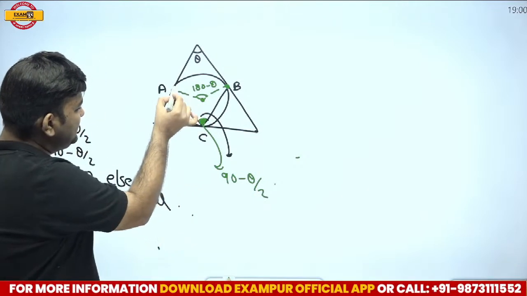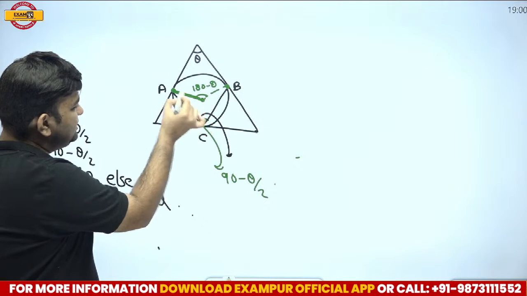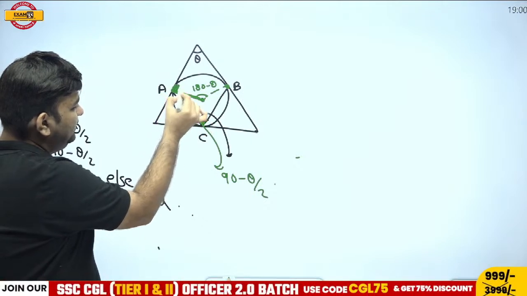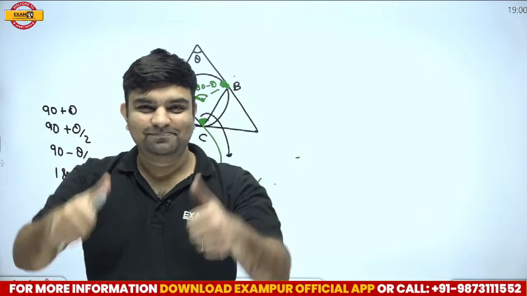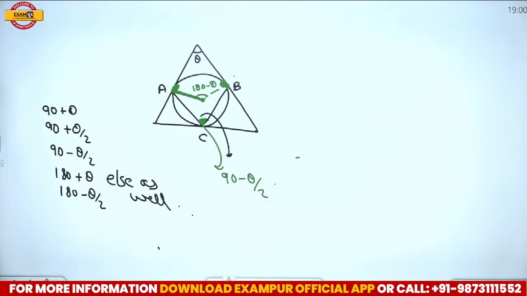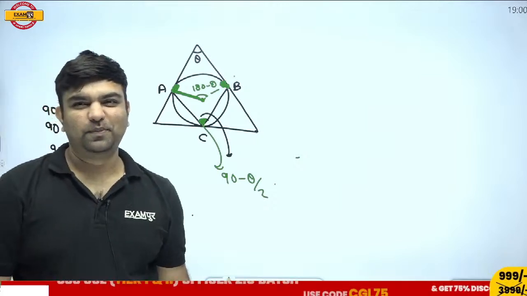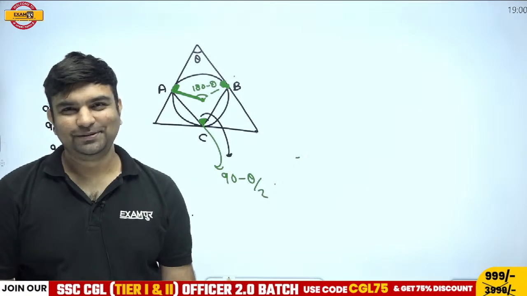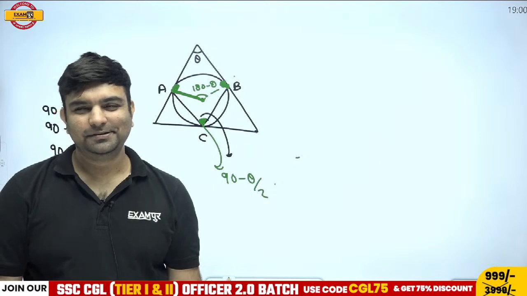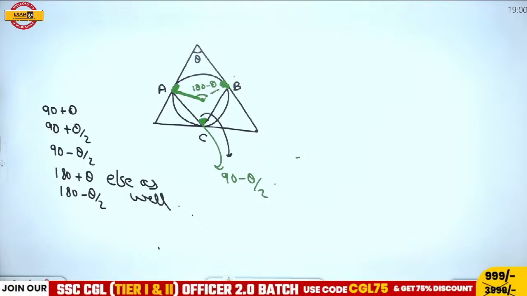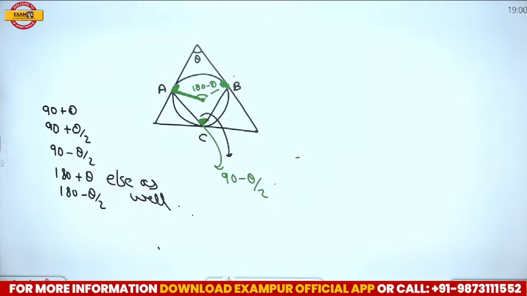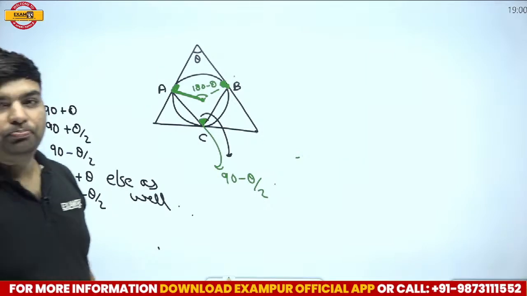And why is this 180 minus theta? Because a radius and a tangent subtend 90 degrees. Perfect. Clear?